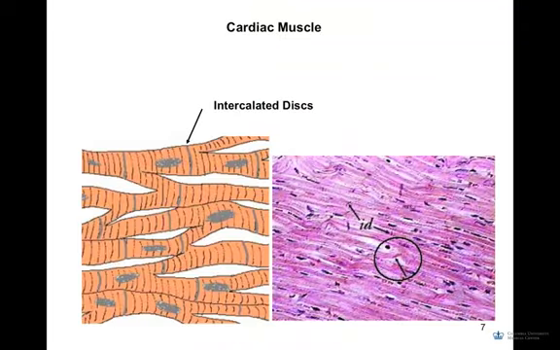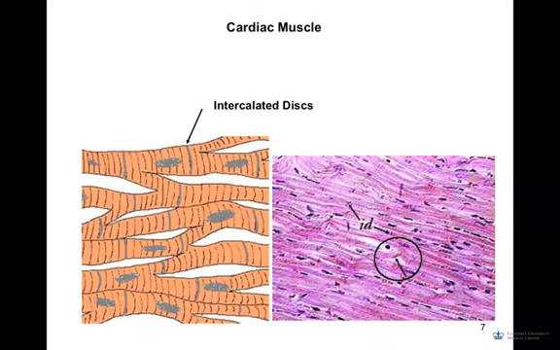Now, if we look at the microstructure or the cellular structure of cardiac muscle, the predominant cell type that makes up the heart, cardiac muscle is a very special category of muscle tissue. We have three types of muscle tissue in our body: skeletal muscle, cardiac muscle, and smooth muscle. So cardiac muscle has its own category.